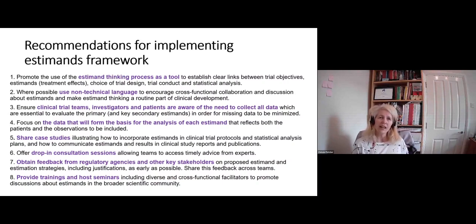And we want to share the feedback across different teams. Again, we are learning as we go through. And finally, provide trainings and host seminars, as diverse as possible, reaching out to different stakeholders, promoting discussions about what we're learning. It's fair to say we've done a lot of that in the statistics communities. We do need to do more in the clinical communities, but other stakeholder groups as well. I think that's where we are as part of our journey now.